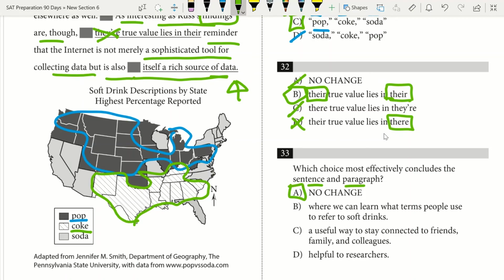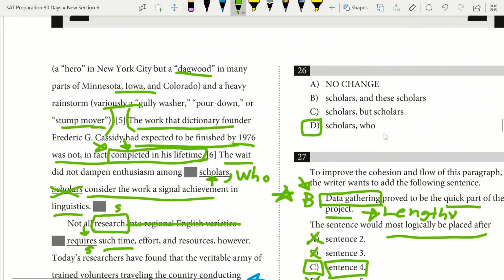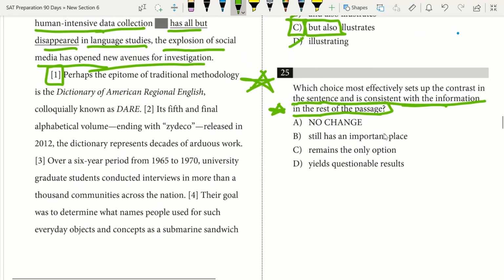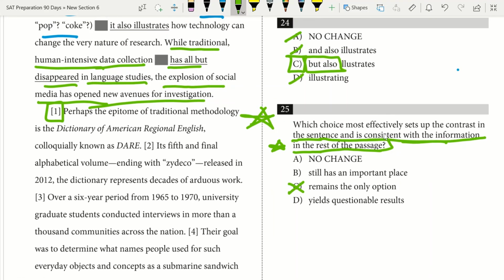All right, at this point, what I want to do then is go back and answer 25. So as we talked through this, we never said that human data collection is invalid or that it's not important. In fact, we make the argument that, well, we have this social media ability to collect information, human collection still does play an important part, right? So we're not saying that it's the only option, so C is incorrect, right? We're not saying human intensive data collection is the only option in language studies because we are saying social media use is also an option. So C is wrong. Yielding questionable results, we never say it yields questionable results, and we never say that it disappeared either. Okay, so A is wrong.